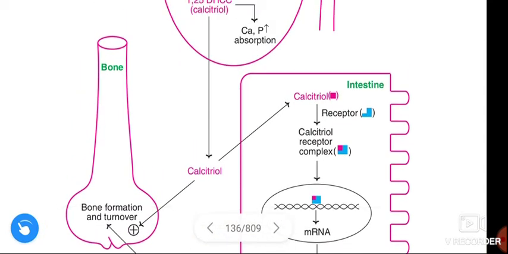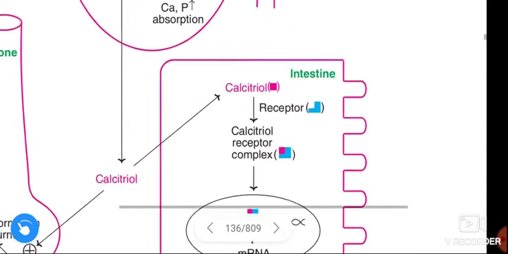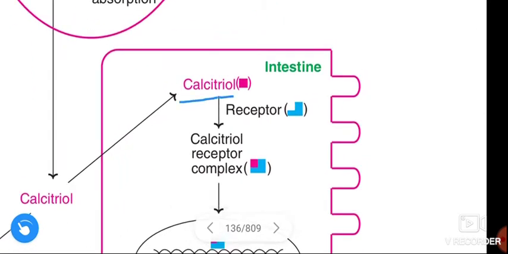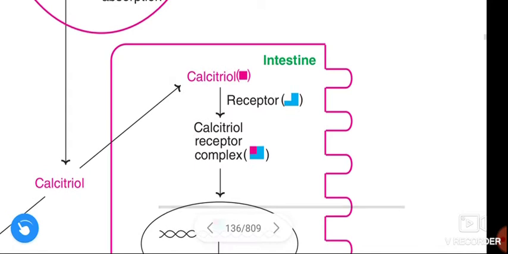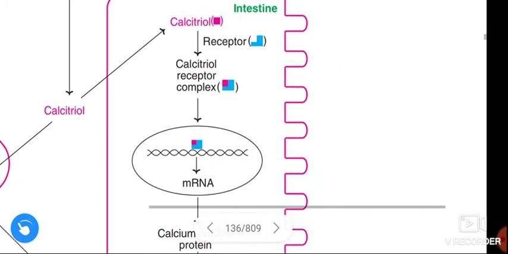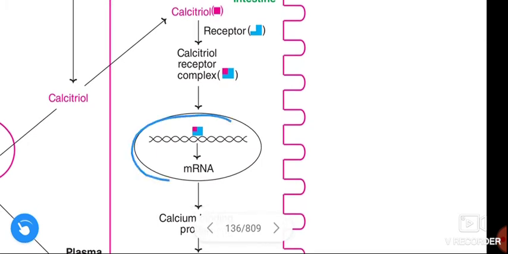Next, this calcitriol enters the intestine. In intestine, this calcitriol reacts with the receptor present in the cytoplasm and forms the complex, which we call the calcitriol receptor complex, and this complex moves to the DNA, to the nucleus.